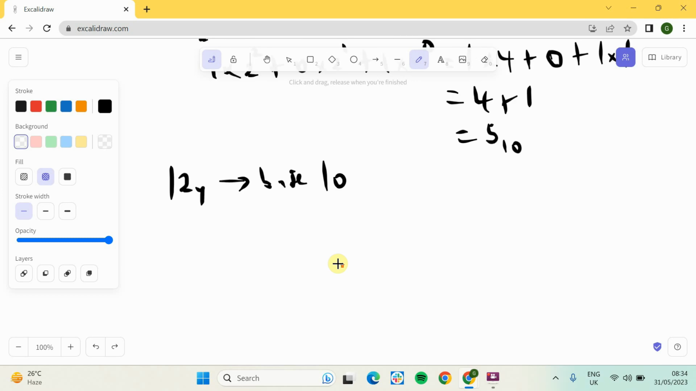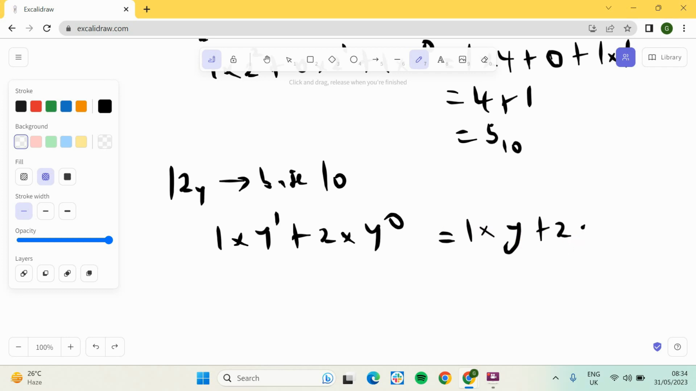Right, so that will be basically the same thing. 1 times y plus 2 times y. For each of them, they will give it the power. So this is power 0 and base 1, right? So 1 times y raised to the power 1 is going to be y, plus 2 times y raised to the power 0. Anything raised to the power 0 is going to be 1, right? So we can simplify. This will be 1 times y, which is y, plus 2 times 1, which is 2. So this is the value in base 10.